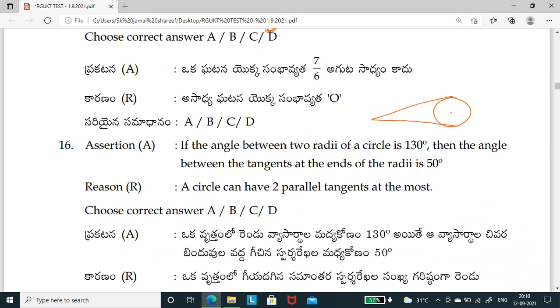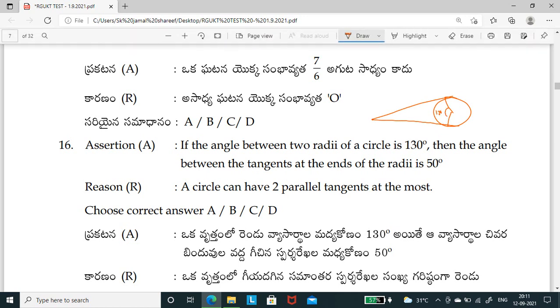So what he has given is, if the angle between two radii of a circle is 130 degrees, then what is the angle between the tangents at the ends of the radii? If this is 130 degrees, then it will be the supplement of that. So for 130 you get 50, hence it is true.